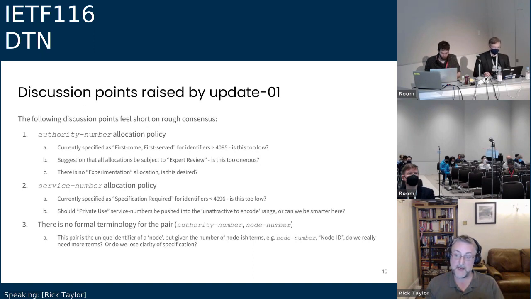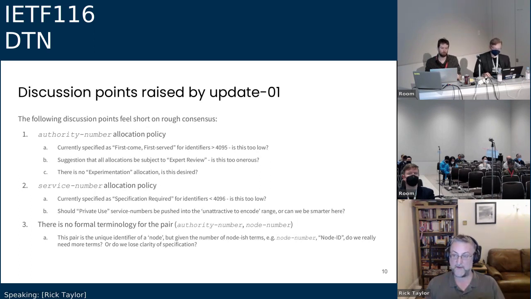There's no experimentation allocation. So if you're writing an implementation and you want to check that it works with the 3-element encoding, what value do you use? This isn't a real one, but it's great for my test, you know, an example.com equivalent.